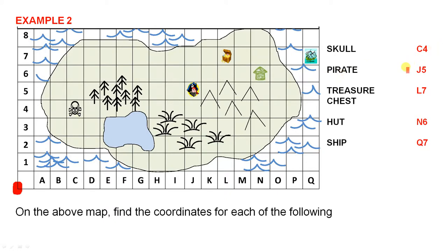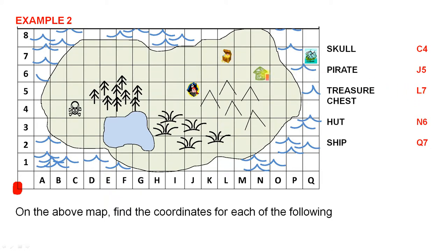The pirate, let's work out where the pirate is. Here he is here. So for the pirate, we go all the way along, and there's J. And then we go all the way up, and there's 5. So the pirate is J5. The treasure chest, where is that? Here it is here. Go back to the beginning, all the way across to L, and all the way up to 7. See, because he's level with 7. That's why it's 7. So the treasure chest is L7.